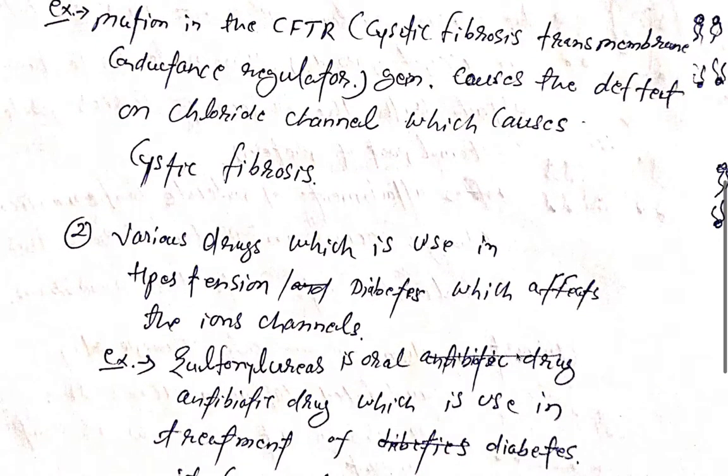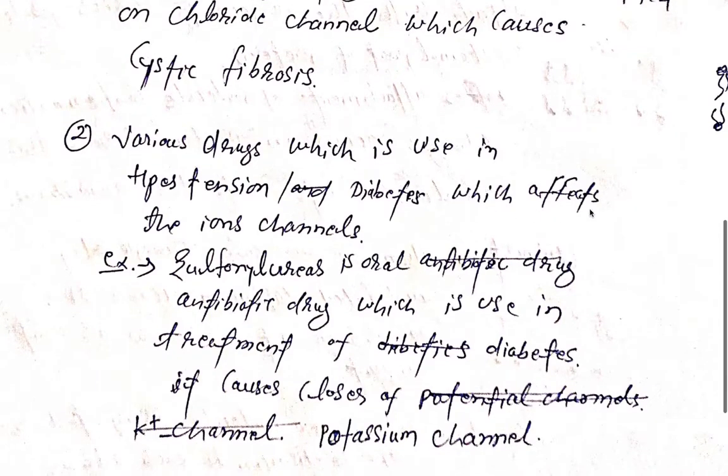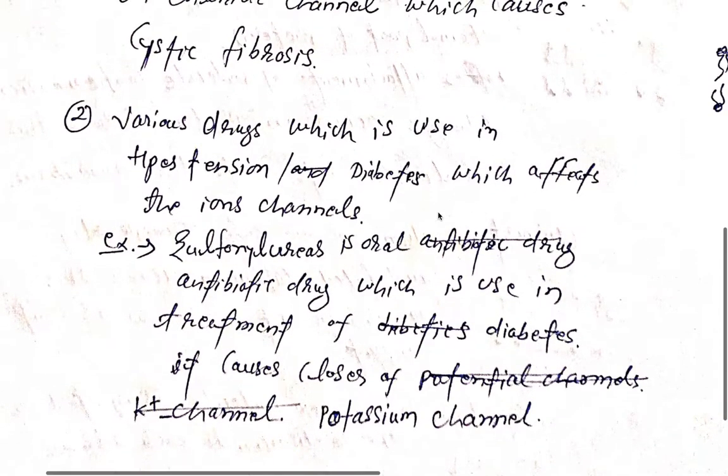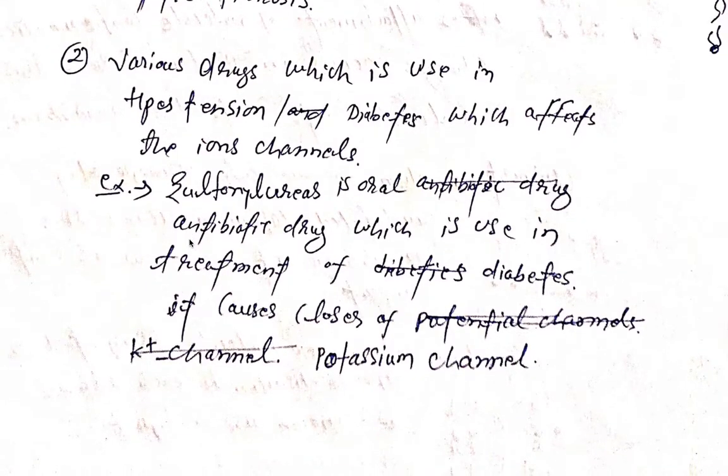The second is the various drugs which are used in hypertension and diabetes, which affect the ion channels. An example is sulfonylurea. Sulfonylurea is an oral drug which is used in the treatment of diabetes.